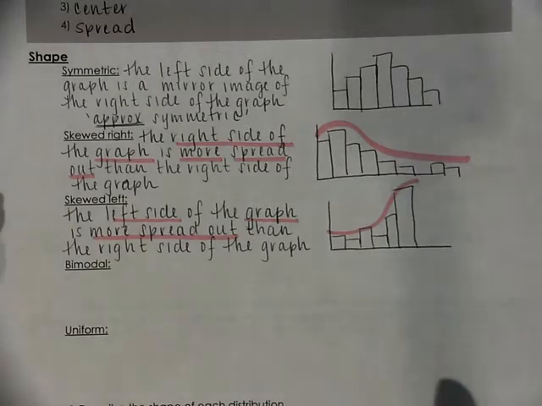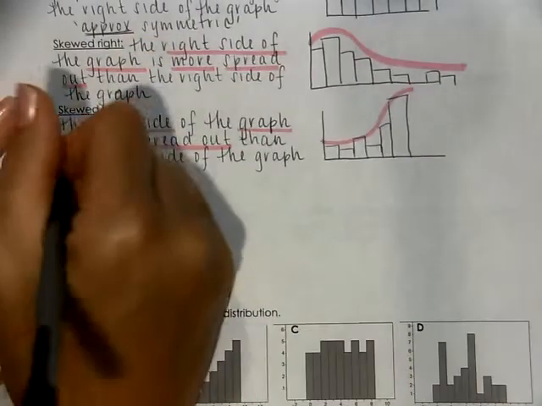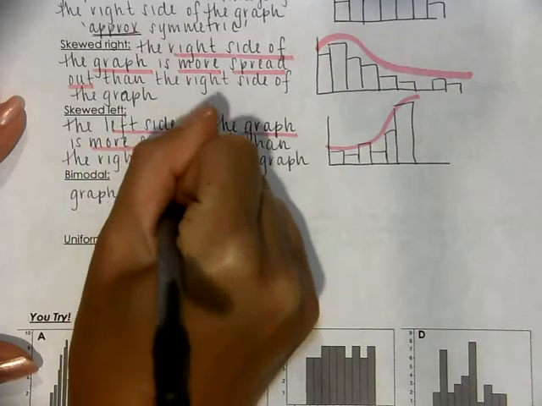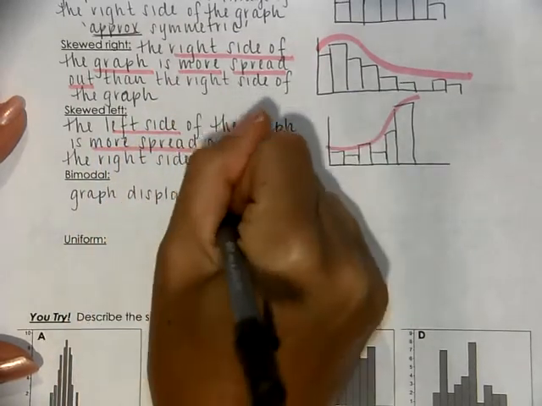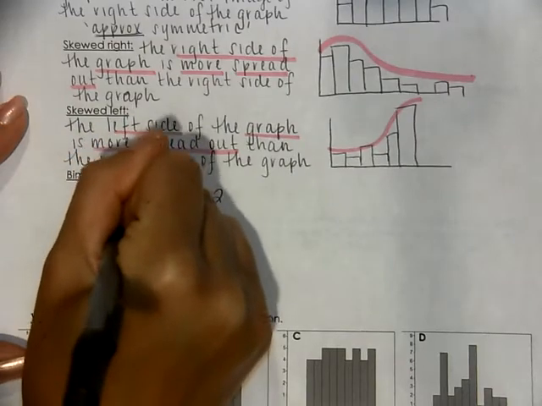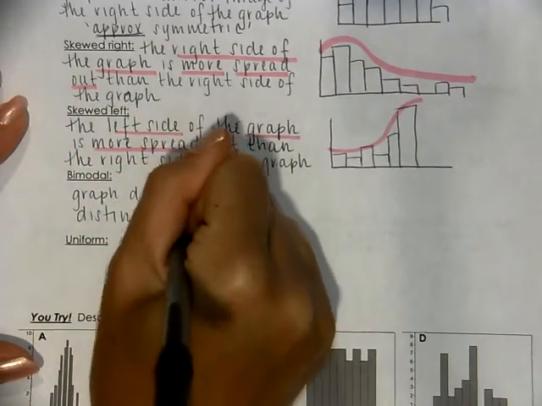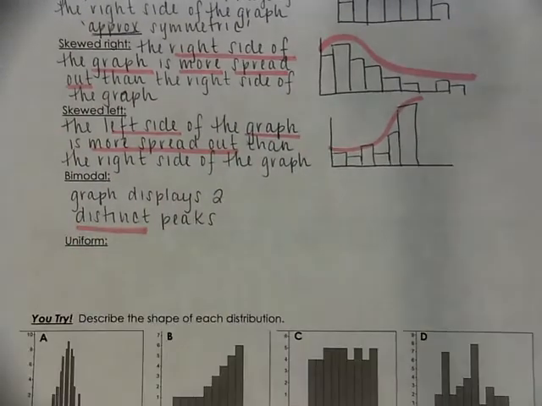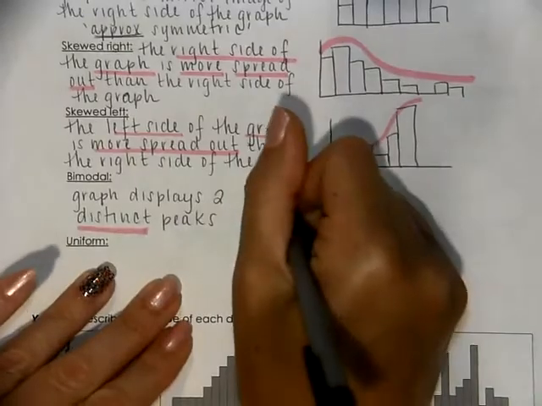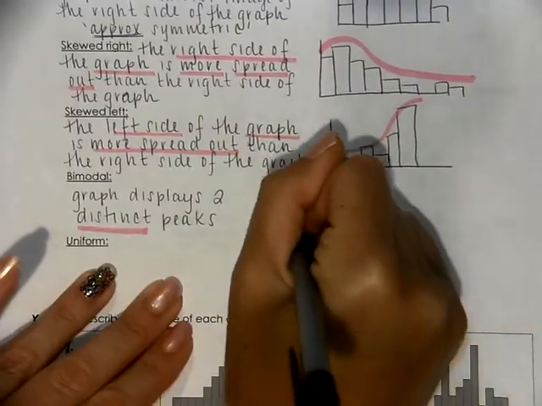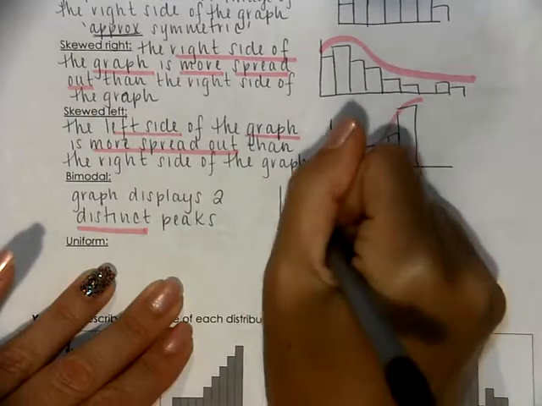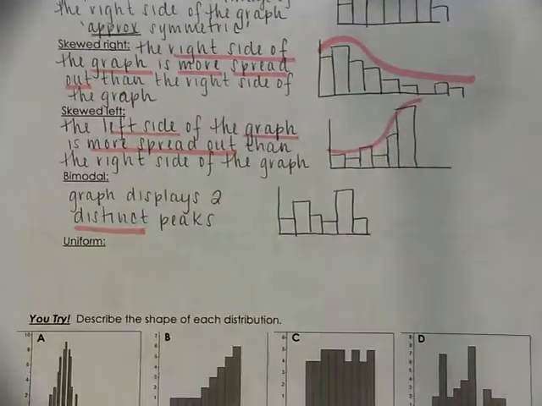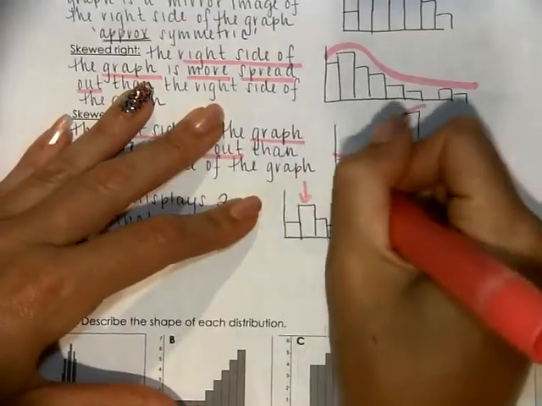Bimodal is when the graph displays two distinct peaks. Okay, so they're distinct, so they're not next to each other. So, a bimodal graph may look something like this. Okay, the two peaks are not next to each other.